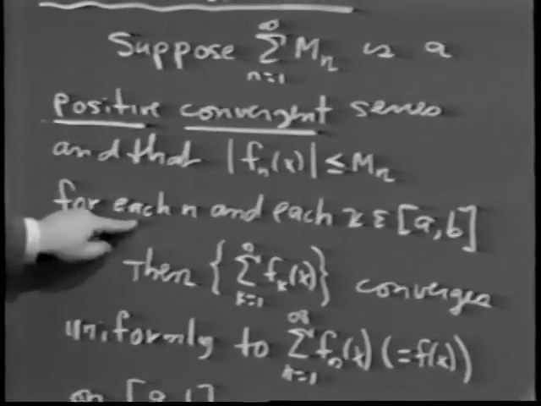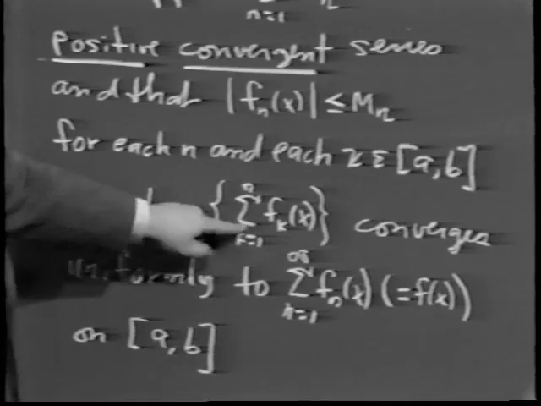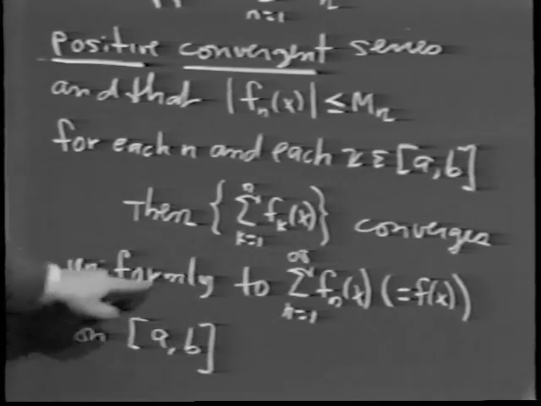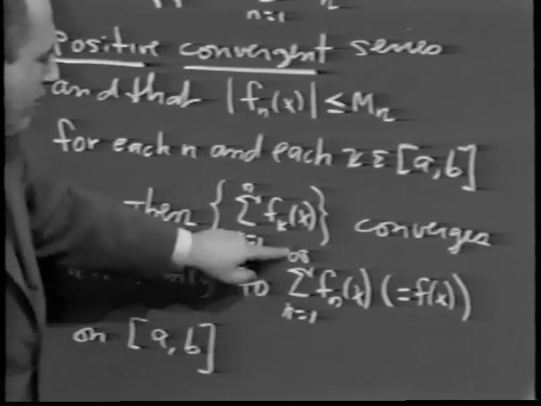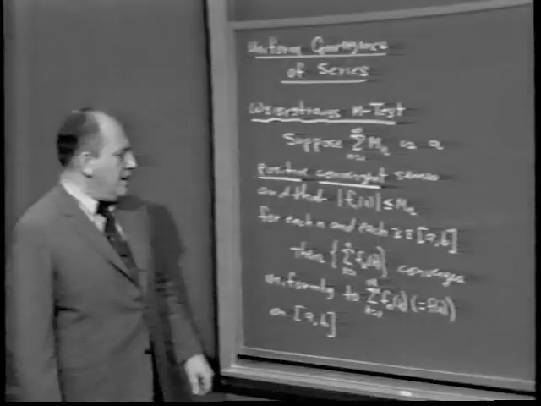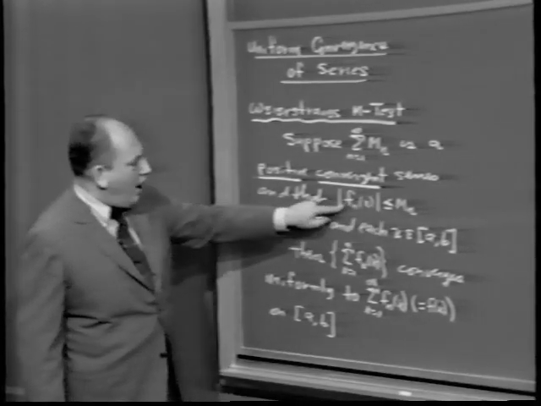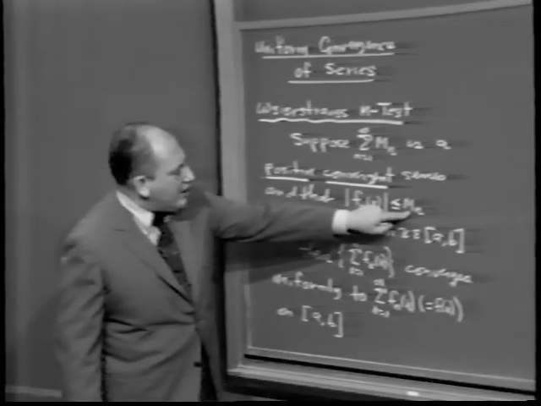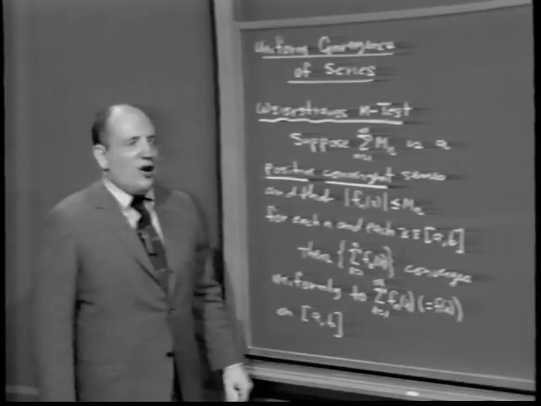Then if this condition is obeyed, the sequence of partial sums, sum k goes from 1 to n of f sub k of x, converges uniformly to its limit function, namely what we call the series n goes from 1 to infinity f sub n of x, on the interval from a to b. See, in other words, if I can get this kind of a bound on what's going on, where these form the terms of a positive convergent series, then this series converges uniformly.